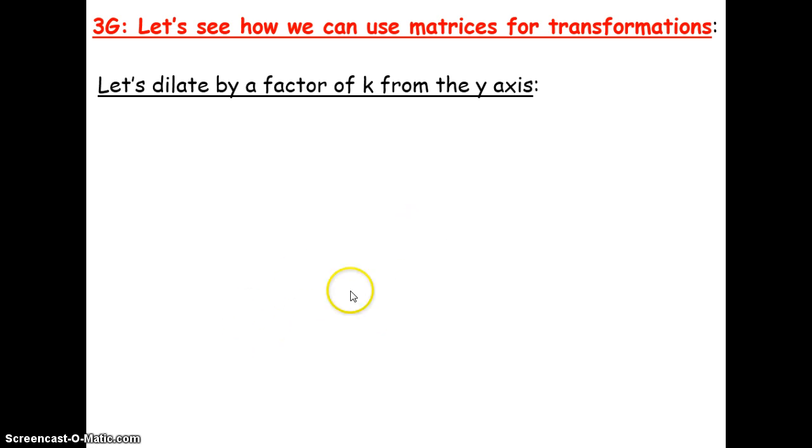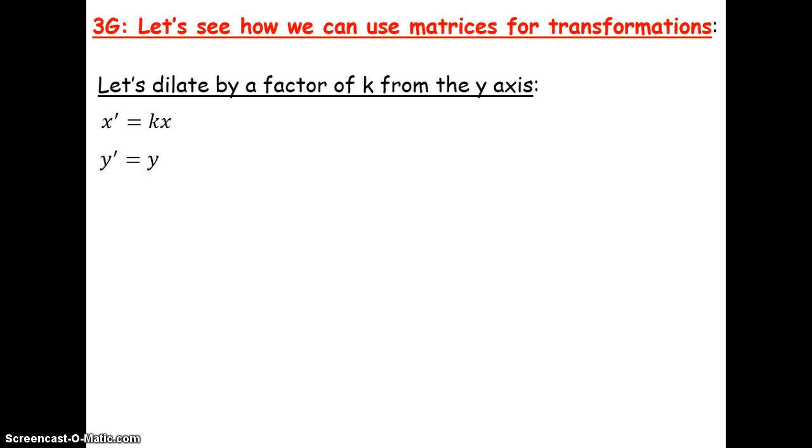We will also do, we'll keep going. We'll do dilations by a factor of k from the y-axis. So now again, if we're dilating in the y-axis, we affect the x values. If we dilate in the x-axis, we affect the y values. So again, this is something where it affects the opposite thing, just like we did when we did the transformations in the previous exercise. So now, let's see how this works.